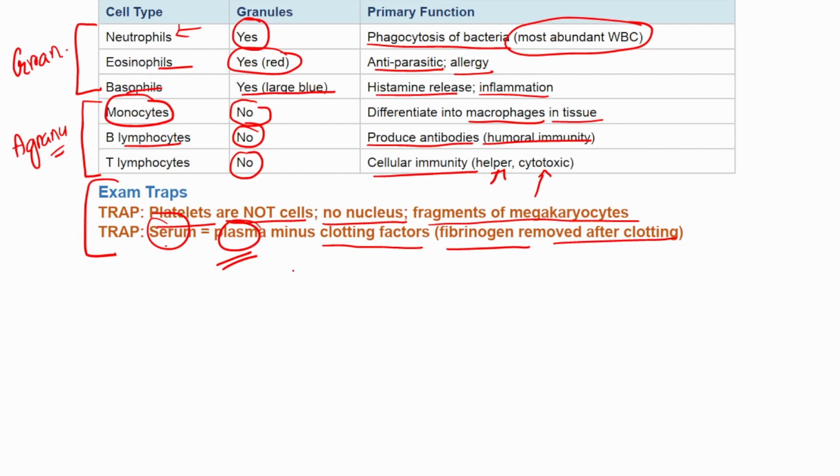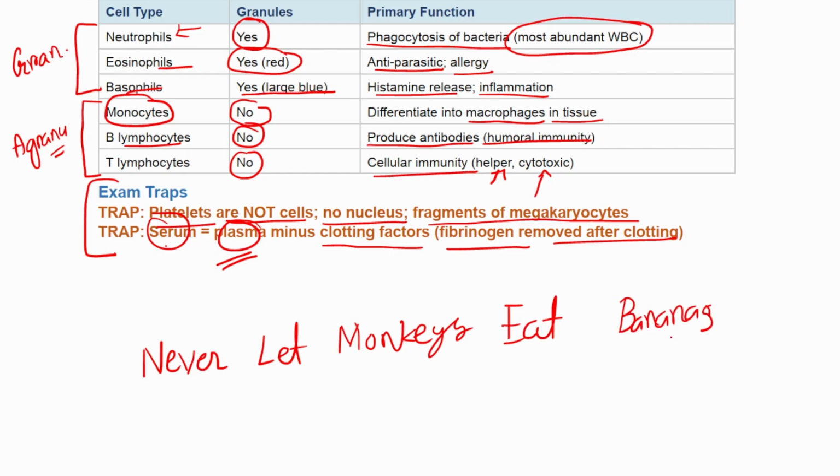To quickly solve differential white blood cell count questions on your exam, memorize the classic mnemonic, "Never let monkeys eat bananas," which perfectly ranks resting abundance from highest to lowest: neutrophils, lymphocytes, monocytes, eosinophils, and basophils.